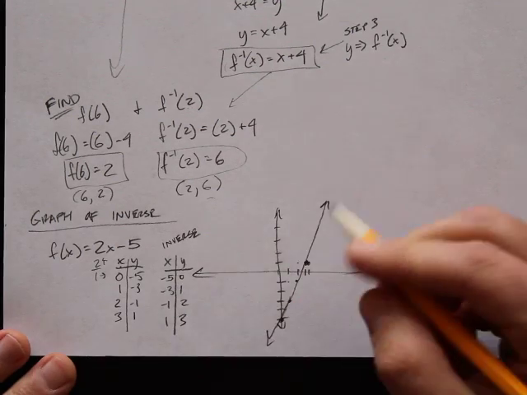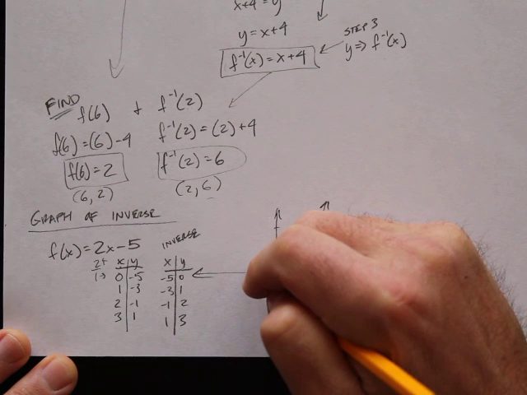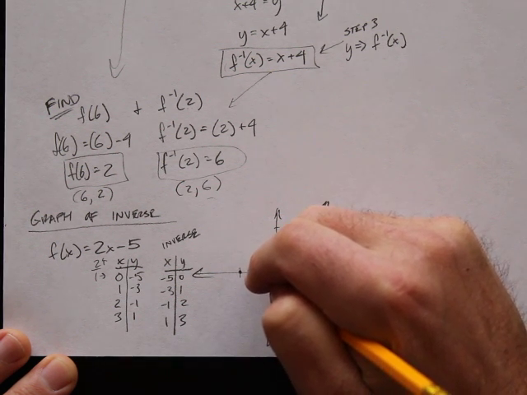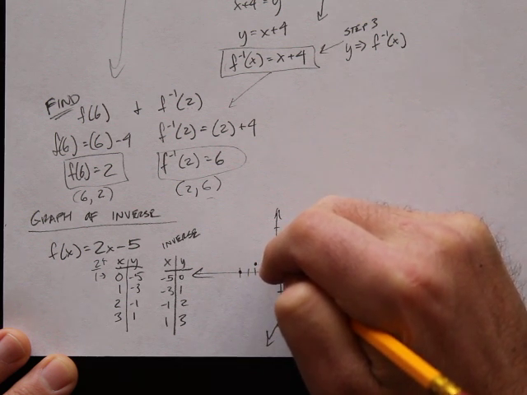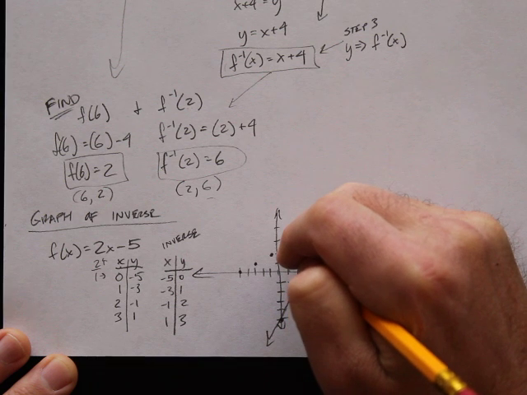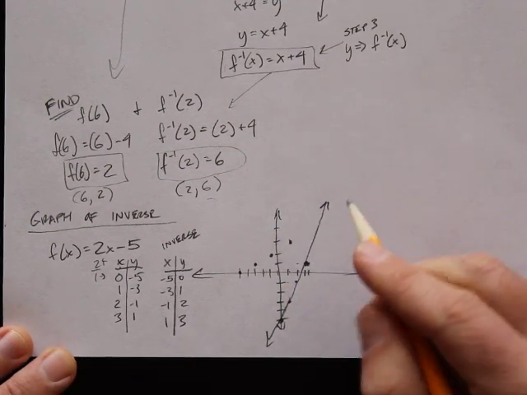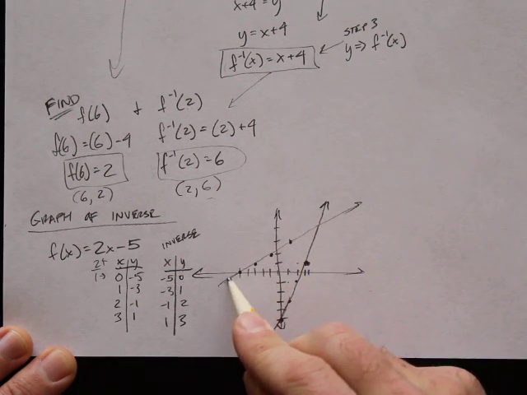Now I'm just going to find these points. -5, 0; -3, 1; -1, 2; and 1, 3. Gosh, who made these points on here? Not very good. All right. And then I'm going to draw my inverse.